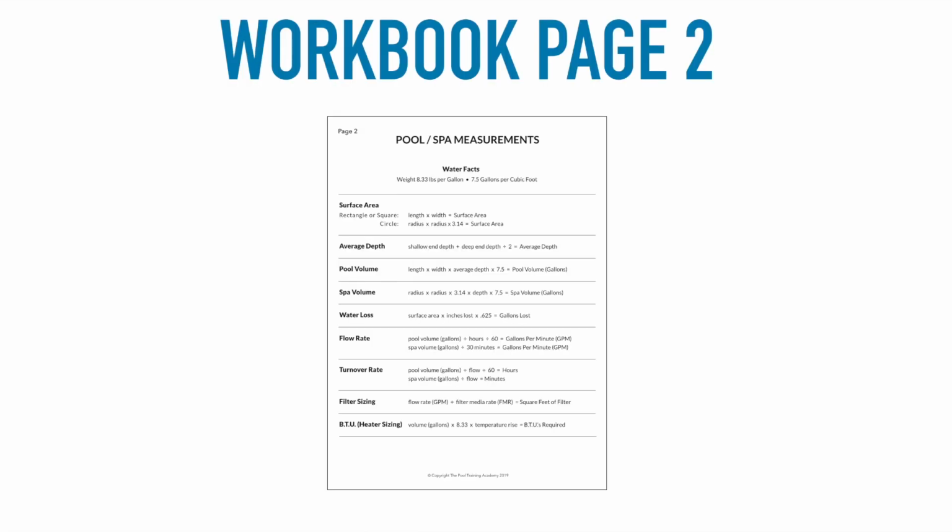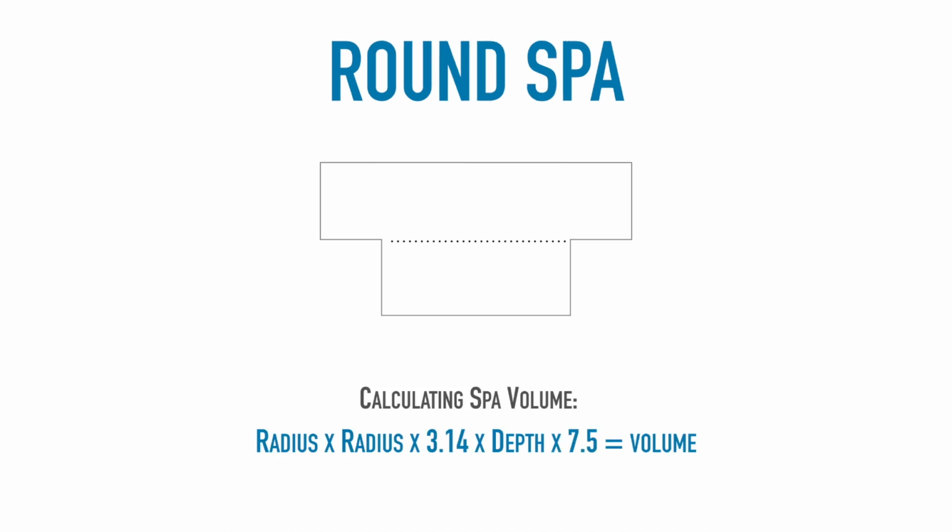Now let's move on to a round spa. Now, a round spa has a little bit of a different calculation. You'll go back over to page 2 on your workbook, and right below the pool volume, you're going to see our spa volume calculation. That spa volume calculation is radius times 3.14 times our depth times 7.5. And that's going to give you the volume.